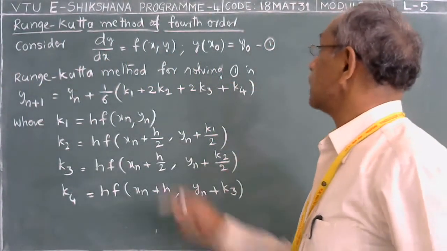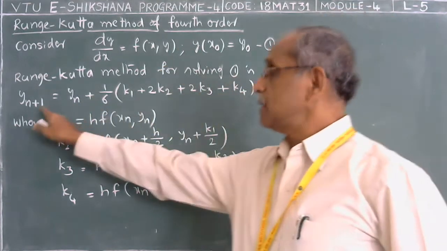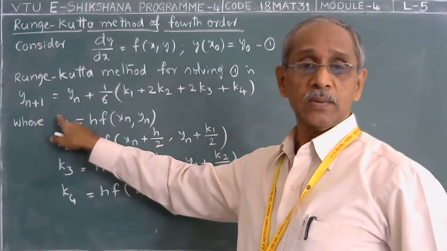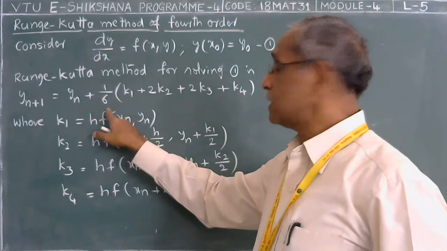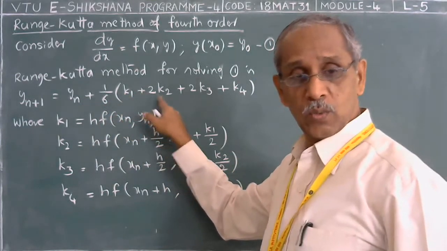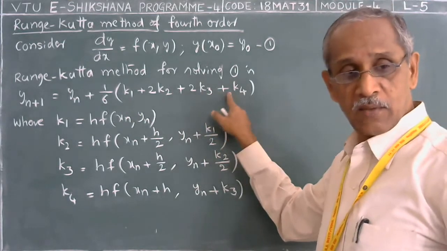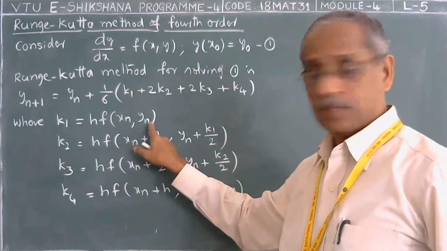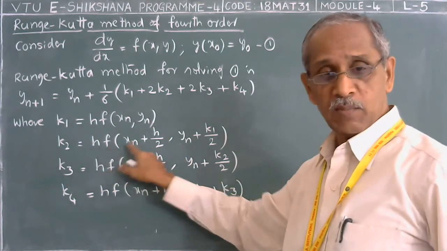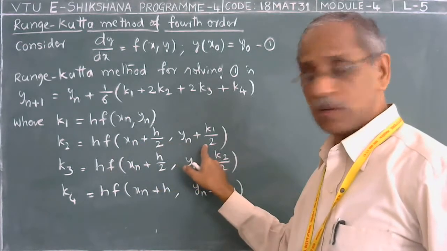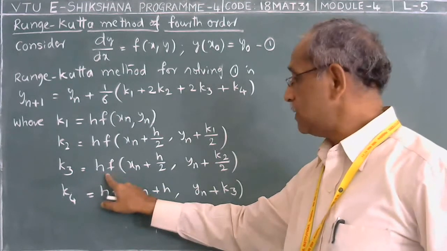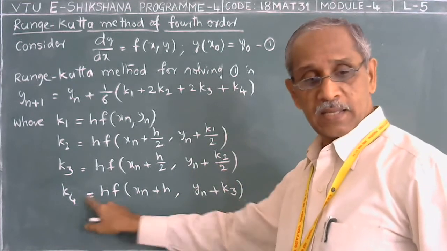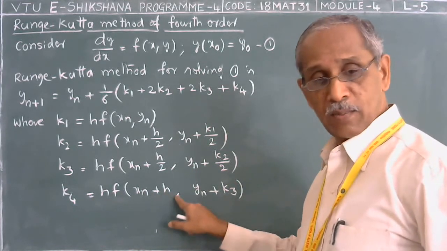The Runge-Kutta method of solving this is given by yn plus 1, that is the value of y at x is equal to xn plus 1, is equal to yn plus 1 by 6 into k1 plus 2k2 plus 2k3 plus k4, where k1 is h into f of xn comma yn, k2 is h into f of xn plus h by 2 comma yn plus k1 by 2, k3 is h into f of xn plus h by 2 comma yn plus k2 by 2, k4 is h into f of xn plus h comma yn plus k3.